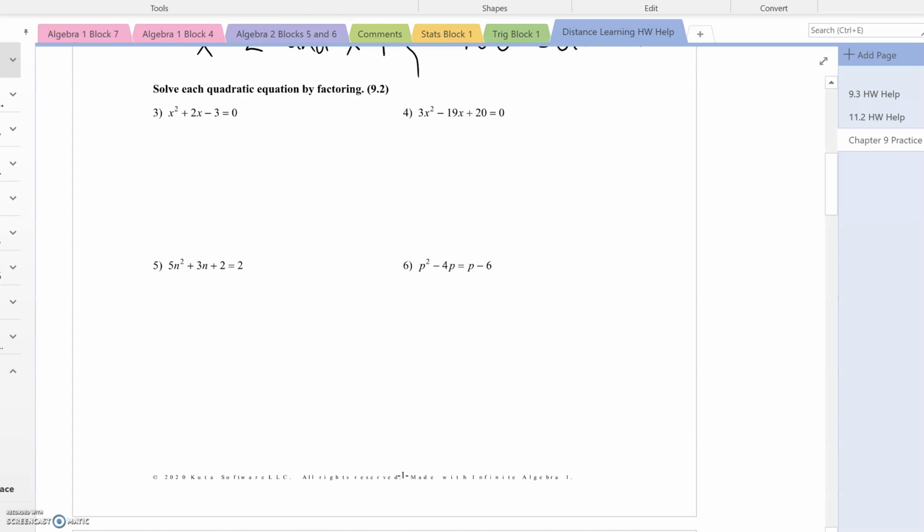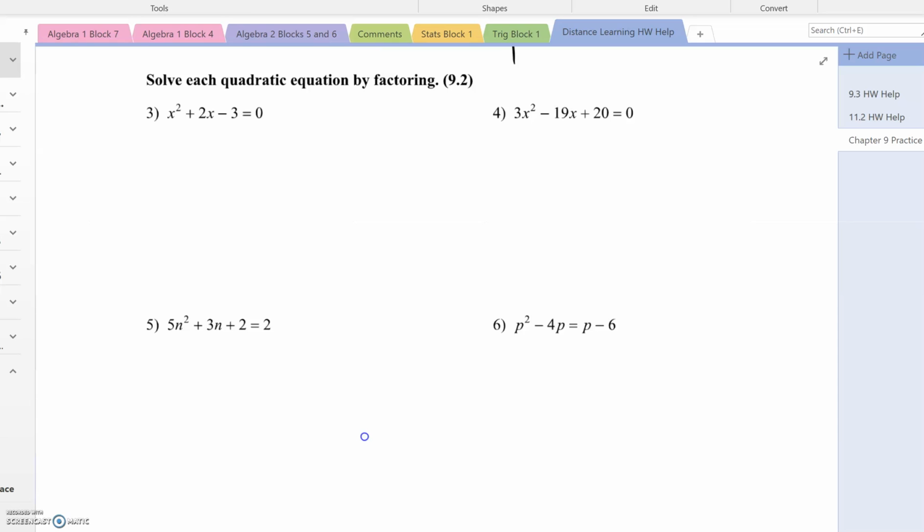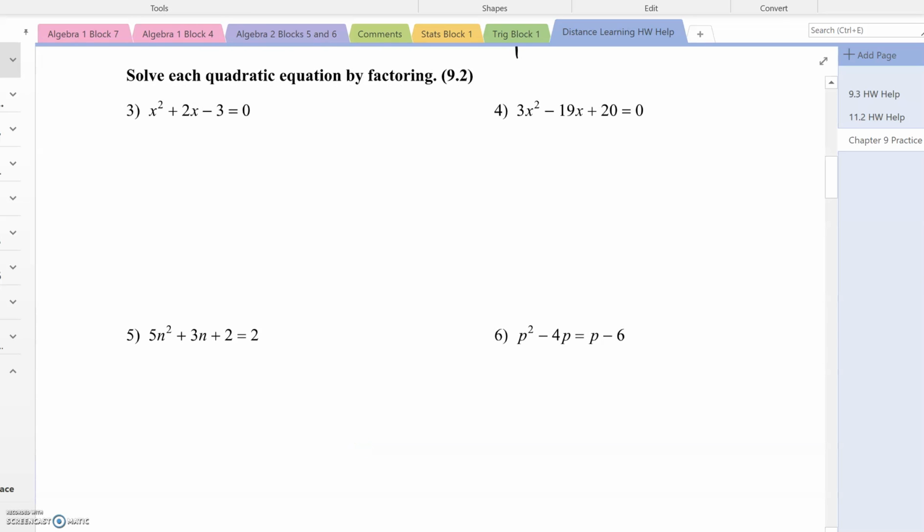All right, these next couple problems are from section 9.2, so that's when we were solving quadratics by factoring. These problems are going to go over just a couple different factoring methods. The first one, we have x squared plus 2x minus 3 equals 0. If you remember for factoring, you want to draw yourself an x. We want to find two numbers that multiply to negative 3, but add to a positive 2.